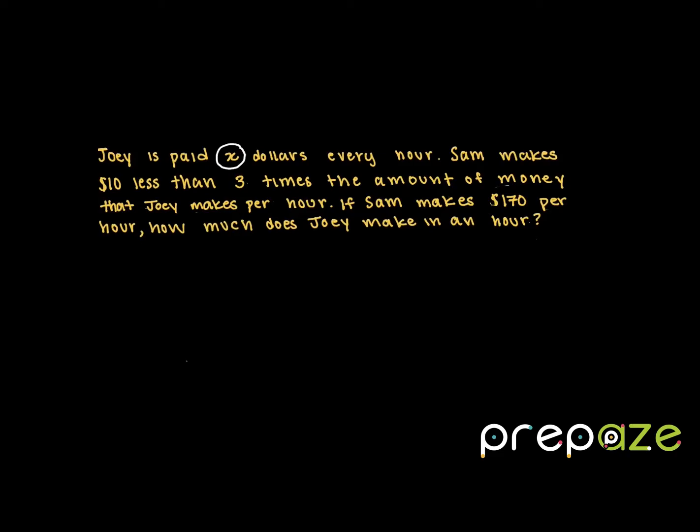Now, next, it says that Sam makes $10 less, so $10 is my first number, less than 3 times, my next number, the amount of money that Joey makes per hour. Now, the interesting thing here is that Sam's hourly salary is actually given to us in terms of Joey's hourly salary. So now it says if Sam makes $170, that's our next number, per hour, how much does Joey make in an hour?